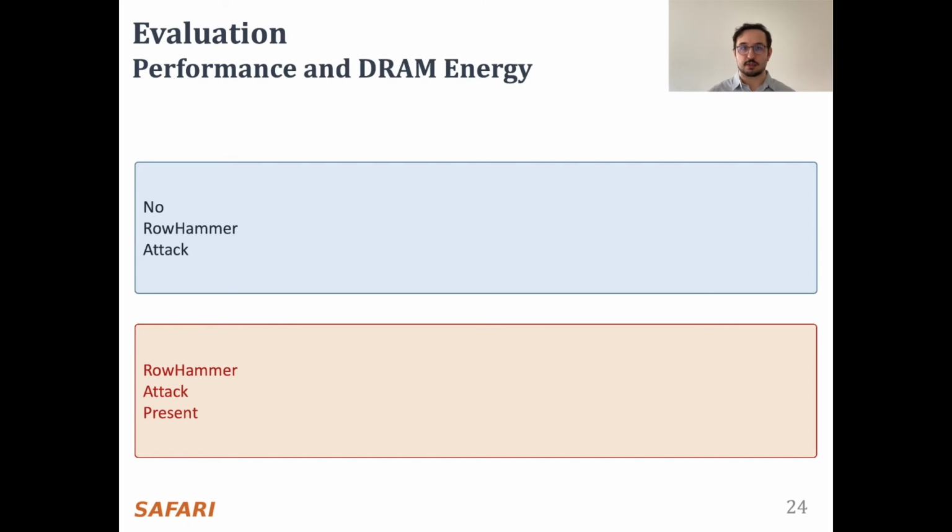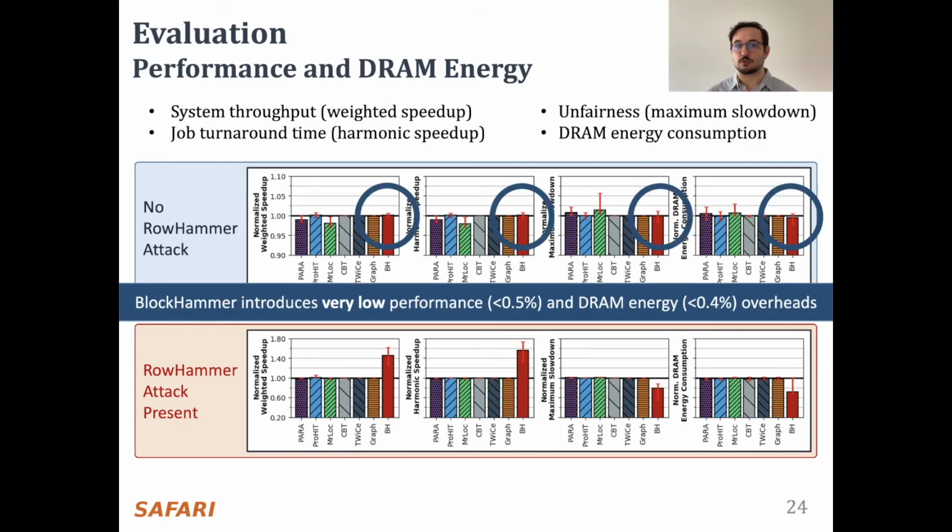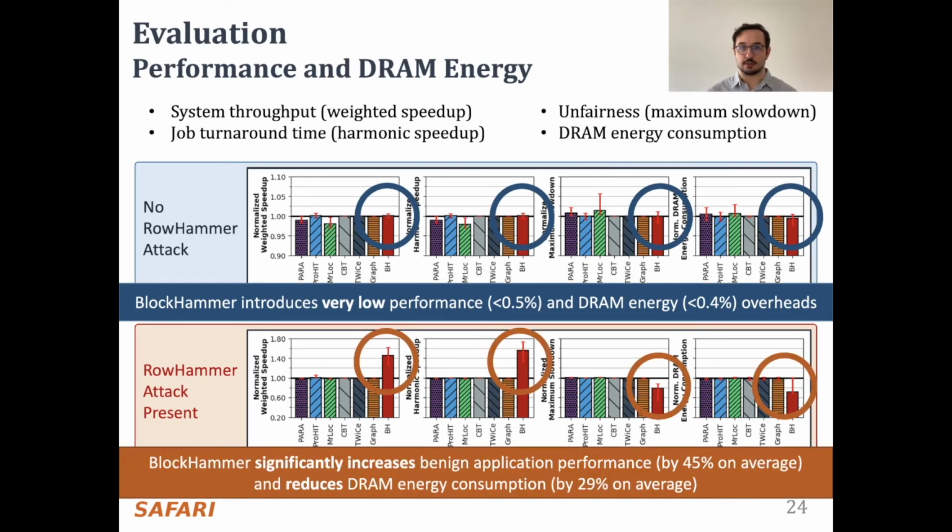We use 4 metrics in this evaluation to demonstrate the system throughput, job turnaround time, unfairness, and DRAM energy consumption. When there is no attack in the system, BlockHammer introduces very low performance and DRAM energy overheads. And when there is an attack present in the system, BlockHammer significantly increases benign application performance and reduces DRAM energy consumption.